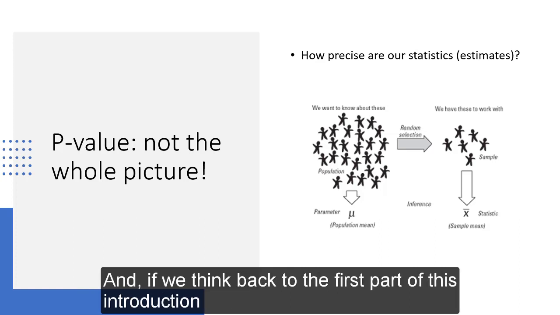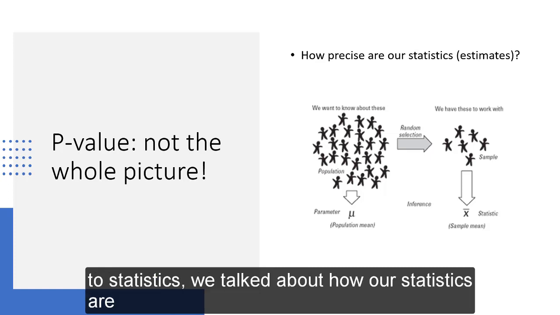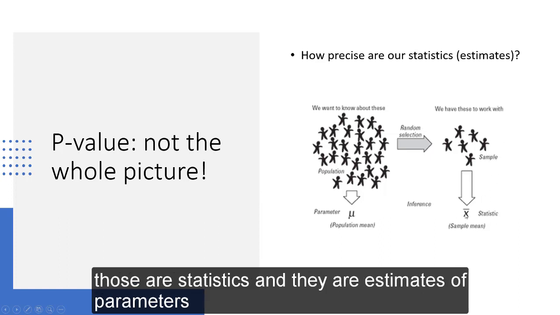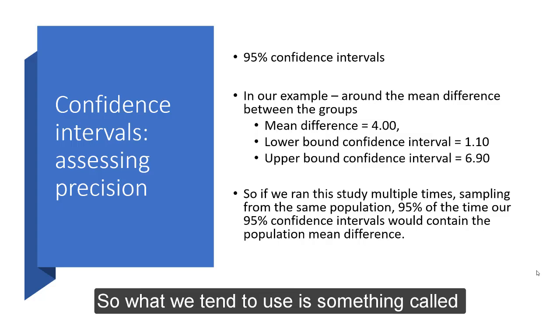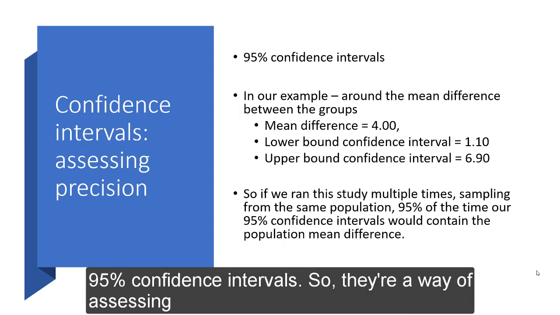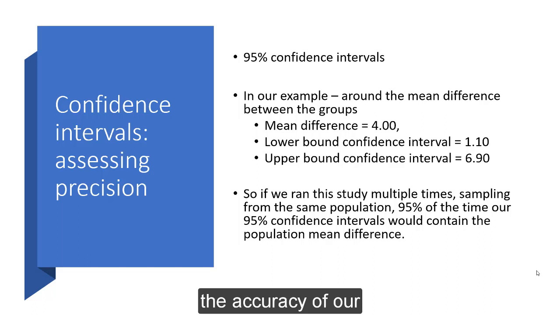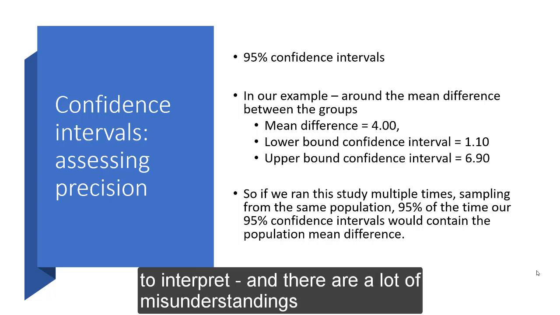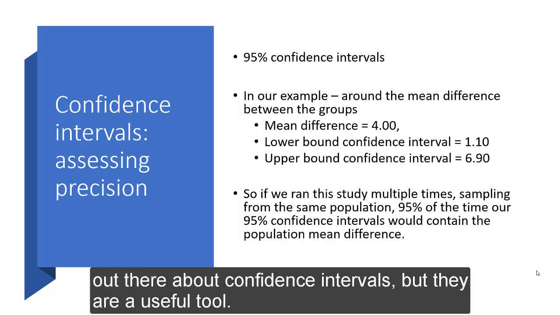And if we think back to the first part of this introduction to statistics, we talked about how our statistics are things like our sample mean or the mean difference between the groups. Those are statistics, and they are estimates of parameters. So what we tend to use is something called 95% confidence intervals. They're a way of assessing the accuracy of our estimate of the mean difference. Now they're quite challenging to interpret, and there are a lot of misunderstandings out there about confidence intervals, but they are a useful tool.